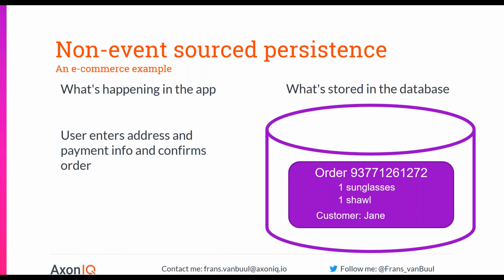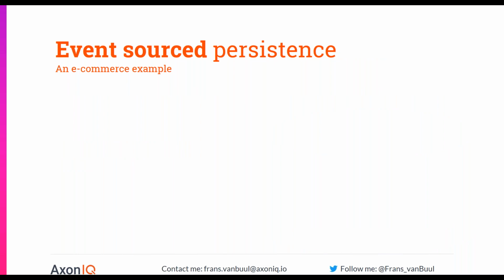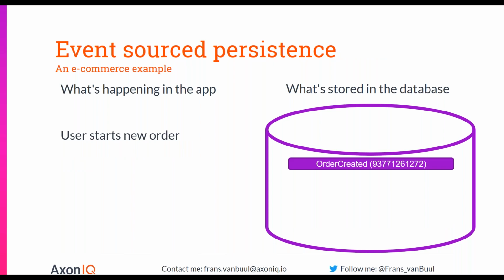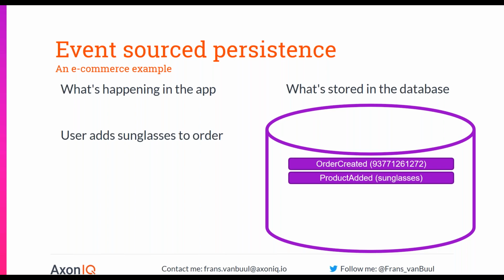Now, with event sourcing, it works quite differently. So let's go through the example again, but now in an event sourced way. The user starts a new order. We register the fact that an order was created, so that's an event. Then the sunglasses get added to the order. We register that event: product added, sunglasses.